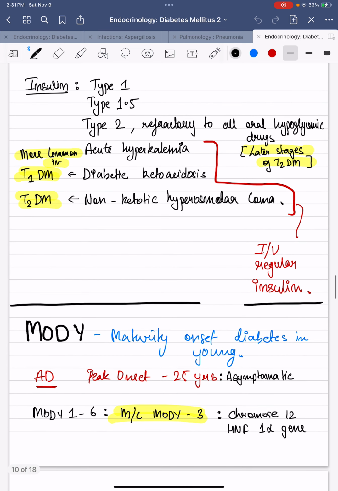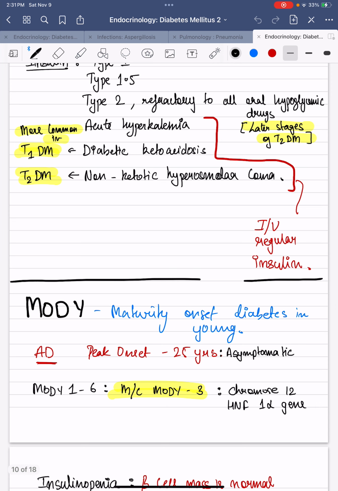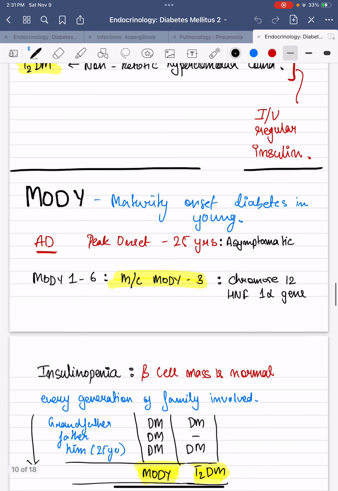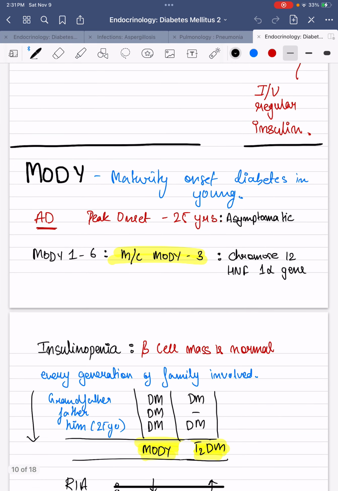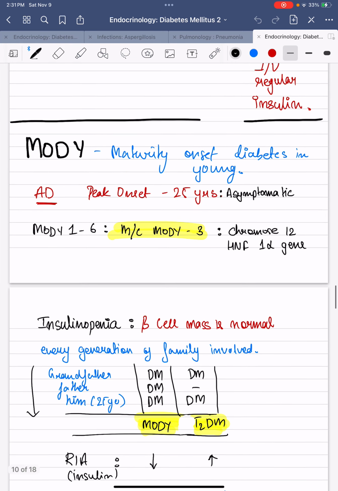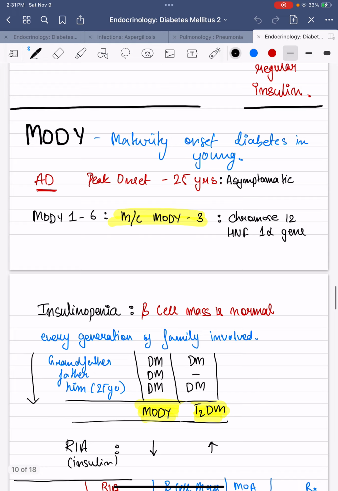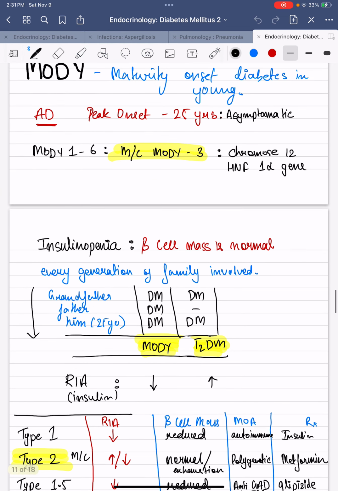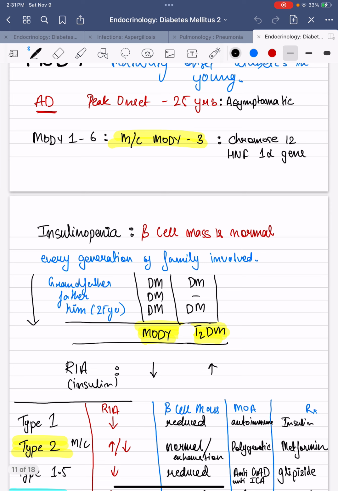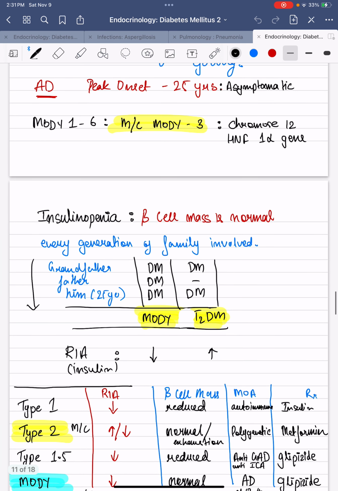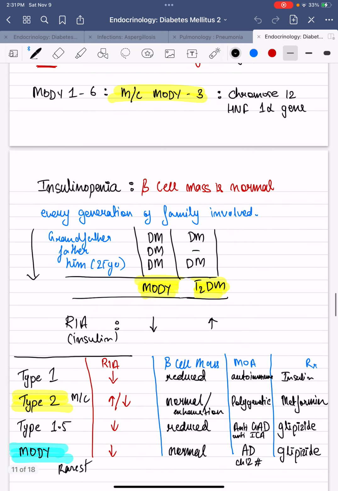Okay, so type 1.5 diabetes mellitus, it is known as MODY. Sorry, not MODA, MODY. So maturity onset diabetes in the young. It is autosomal dominant, and the peak onset of this type of diabetes is at 25 years of age. Until that age, it is asymptomatic. There are 6 types of MODY, so MODY 1 to 6, but the most common is type 3, and in this, the insult is on chromosome number 12 on the HNF1 alpha gene.